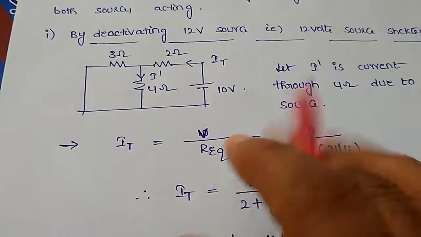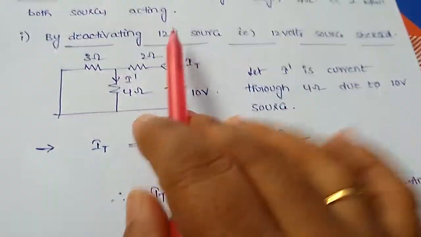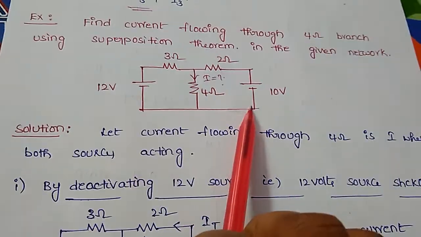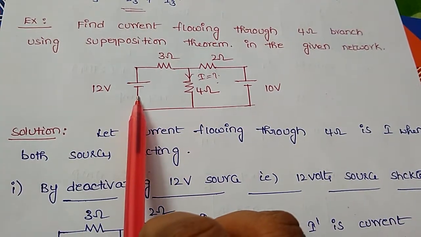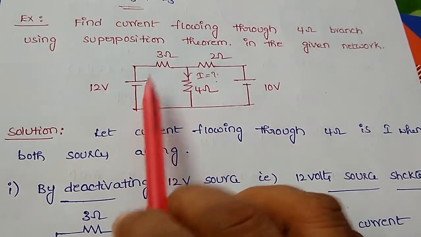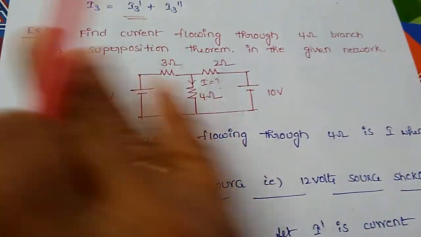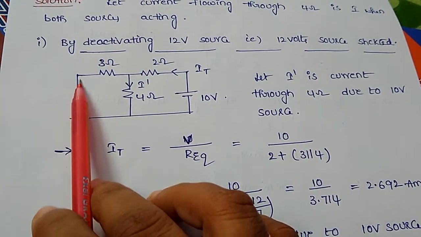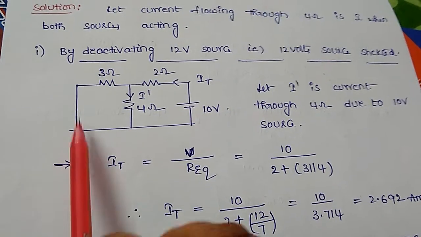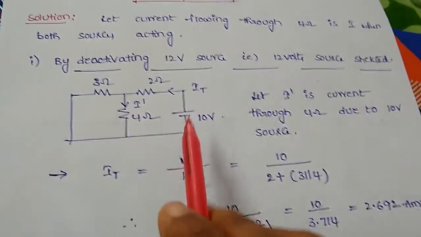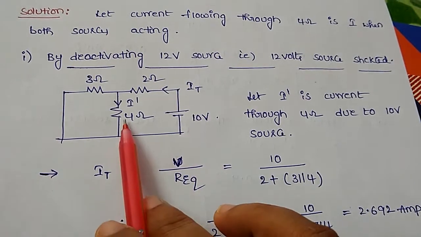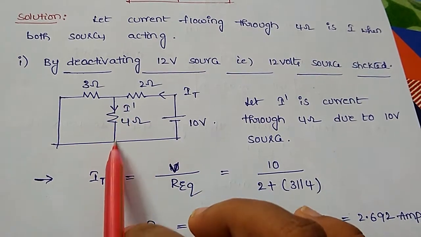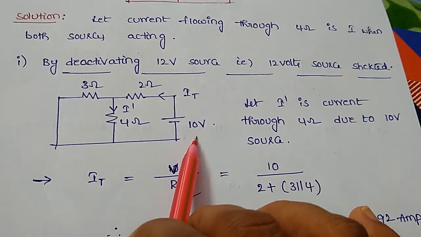First, I'm going to deactivate the 12 volt source. Here two sources are there. Individual response means only one source we need to consider at a time. So the 12 volt source is deactivated, meaning I'm removing it. It is a voltage source, and for a voltage source, zero means we need to short circuit it. So the 12 volt source is short circuited. Now we need to calculate the current flowing through the 4 ohms branch due to this 10 volts. Let I dash be the current through 4 ohms when the 10 volt source is acting.